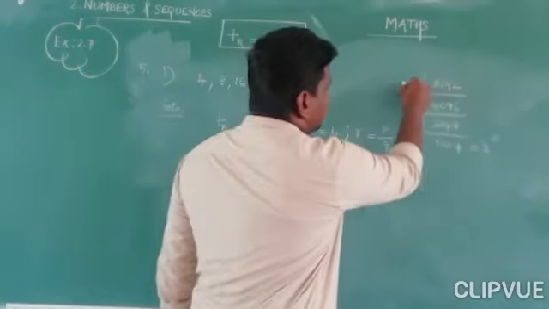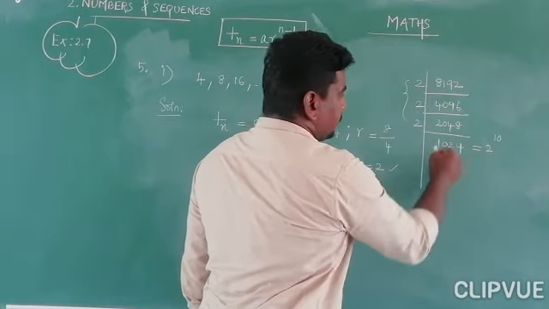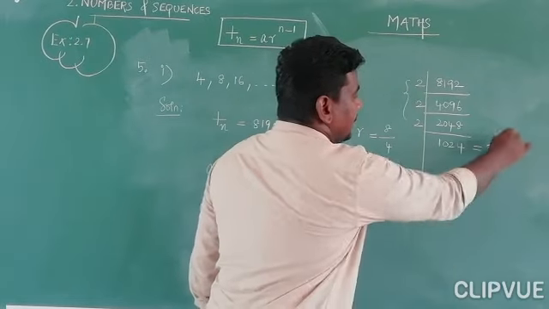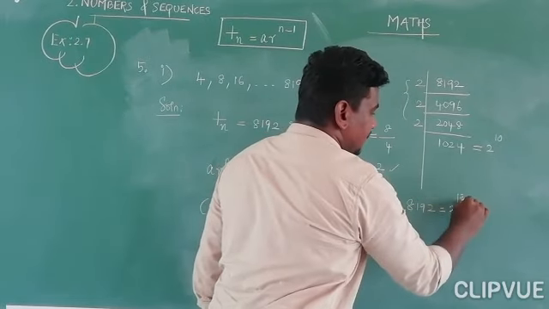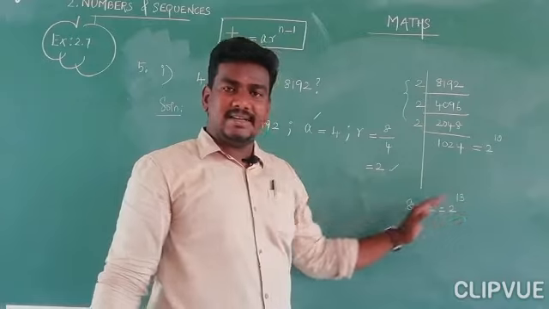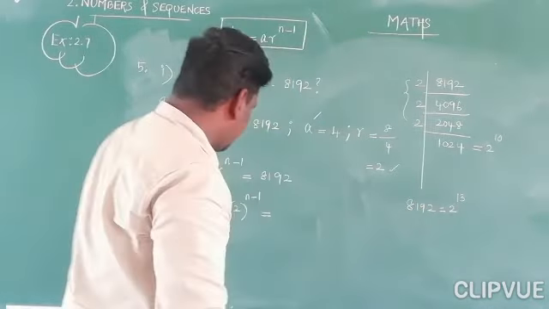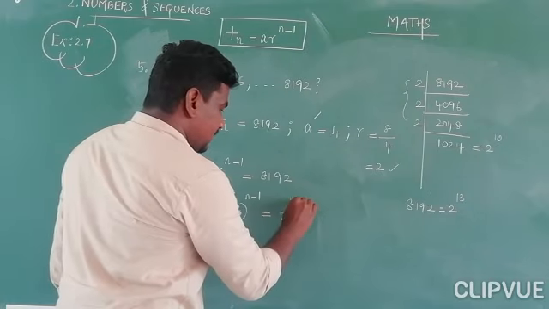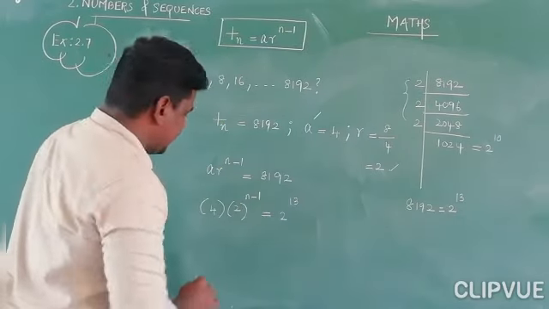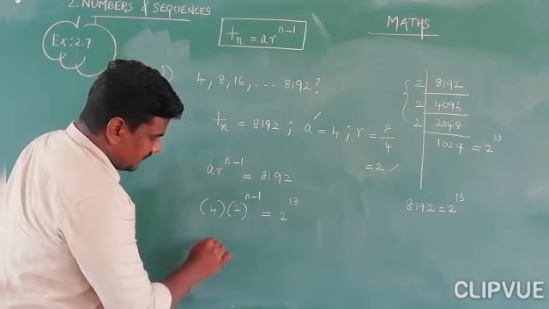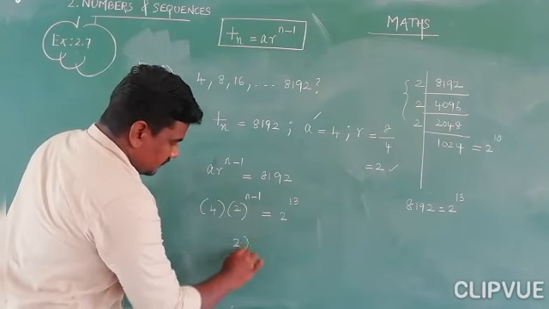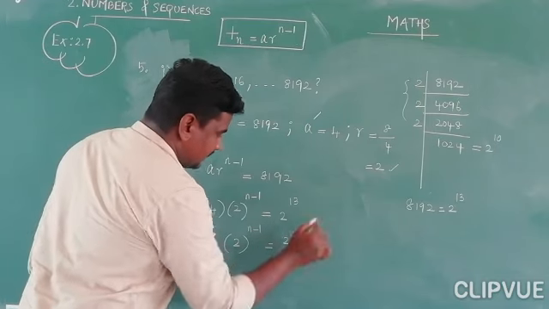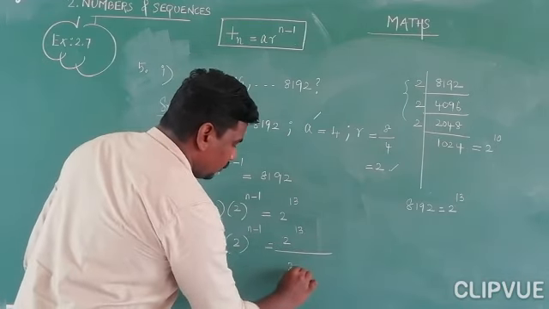So how many more 2s are there? 3 times. So this 8192 can be written as 2 power 10 plus 3, so 13. So 2 power 13 is equal to 8192. So I am going to replace this. Base is 2 and power is 13. Okay, right. And this 4 can be written as 2 square. So 2 power n minus 1 is equal to 2 power 13 divided by 2 power 2.